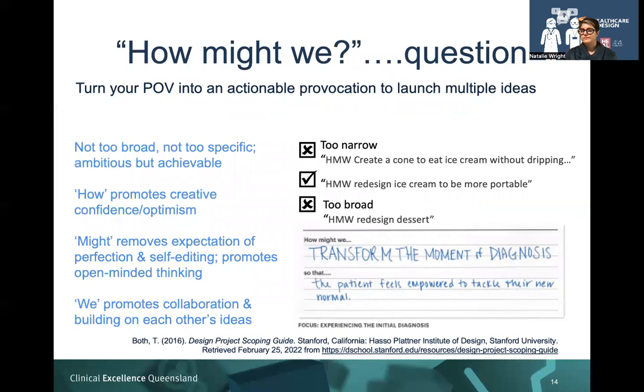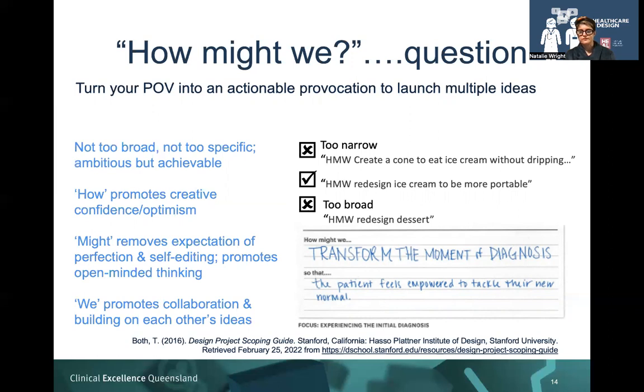And then from there, you can turn your point of view statement into an actionable provocation that launches into your ideation phase and the multiple ideas that you're going to generate in that phase. So the how might we question needs to be not too broad, not too specific. It needs to be ambitious but achievable.